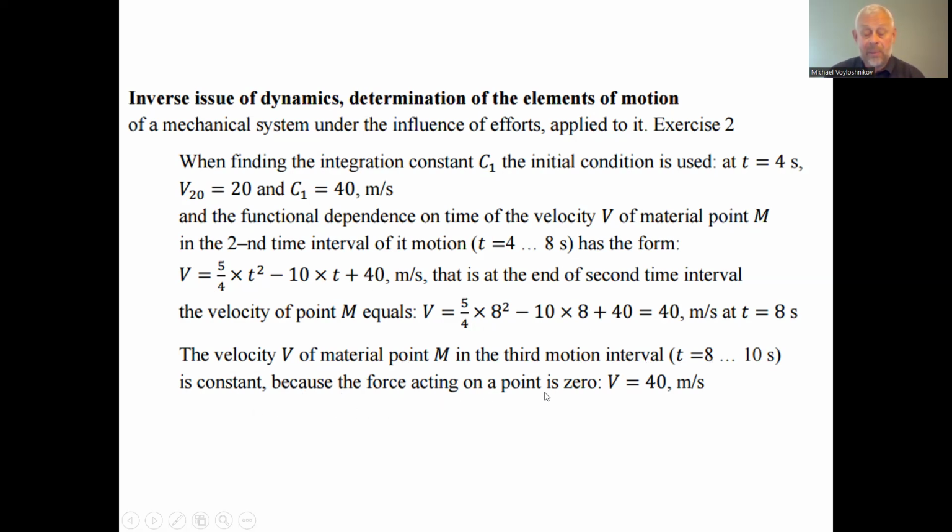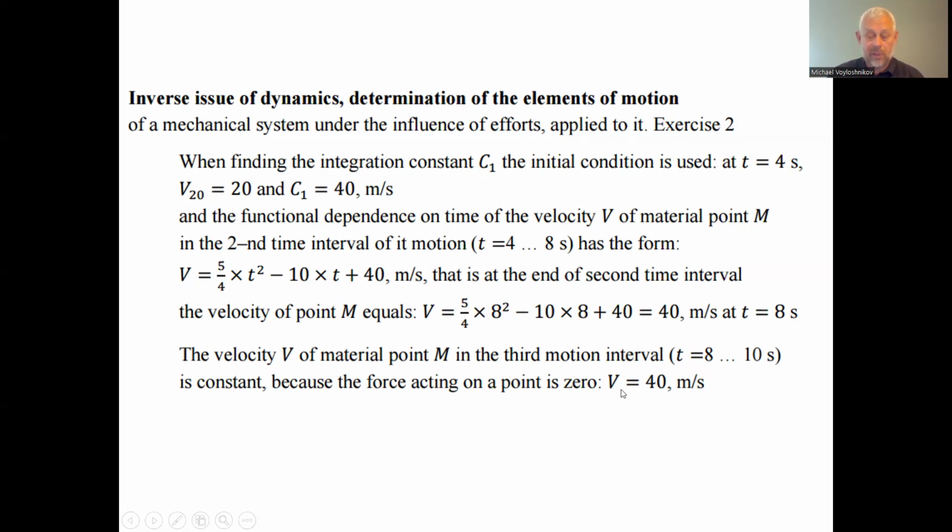acting on the point is equal to 0. Then the acceleration at the third time interval from 8 to 10 will be 0. The velocity will not change at the third interval of time of the action of the force onto the moving point. So the velocity at the time equal to 8, 40 meters per second, is the same as the velocity at time 10 seconds, 40 meters per second.